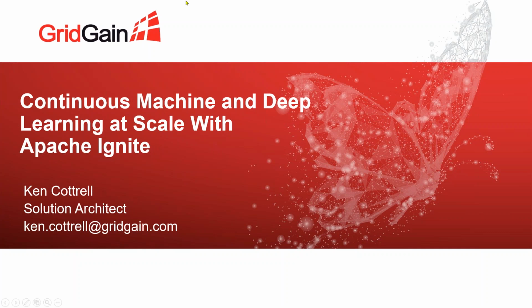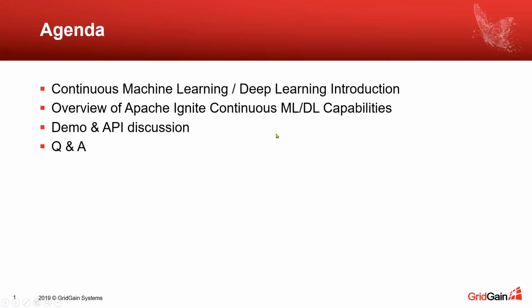So this is the agenda. I'll give a brief overview of what is meant by continuous machine learning, and then I'll talk a little bit about Apache Ignite, the architecture, and some of the recommended approaches, and then I'll show a quick demo with some API discussion and a little bit of software demo.